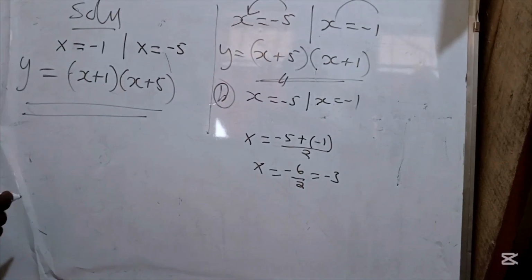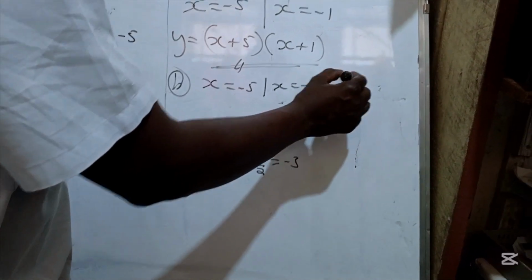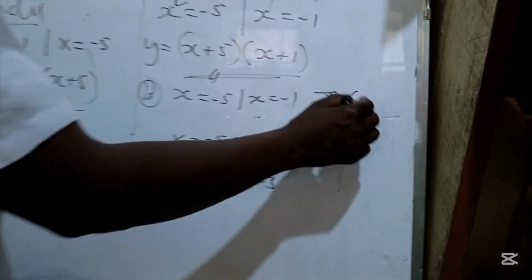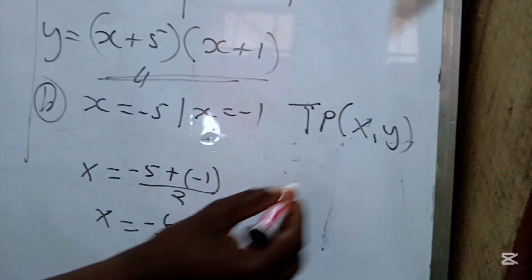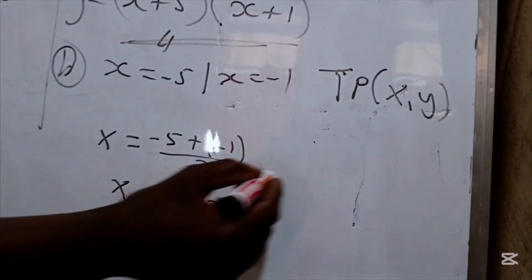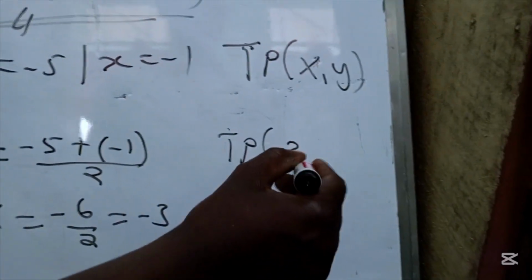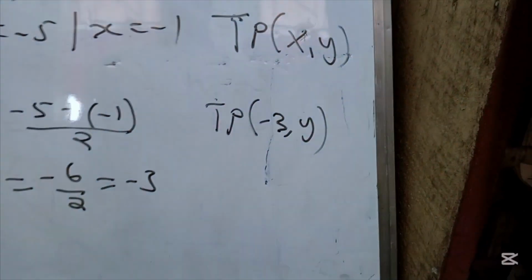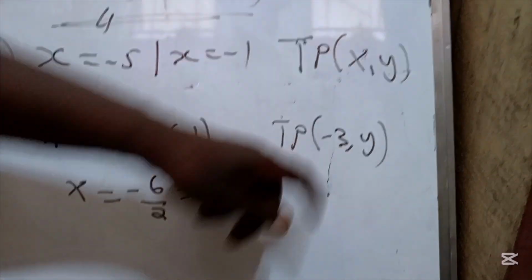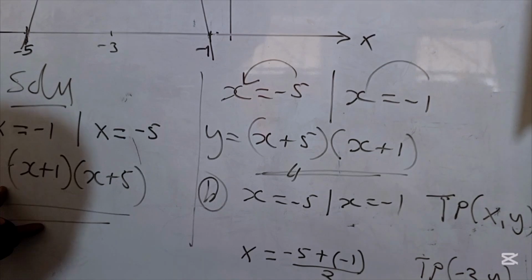So I'm looking for the turning point, which is TP. The turning point is given by (x, y). So far I've got the value for x. What is the value for x, ladies and gentlemen? It is negative 3. I am remaining with y. How do I get the value for y? You go to the original function. What is the original function? This is the original function which we found.